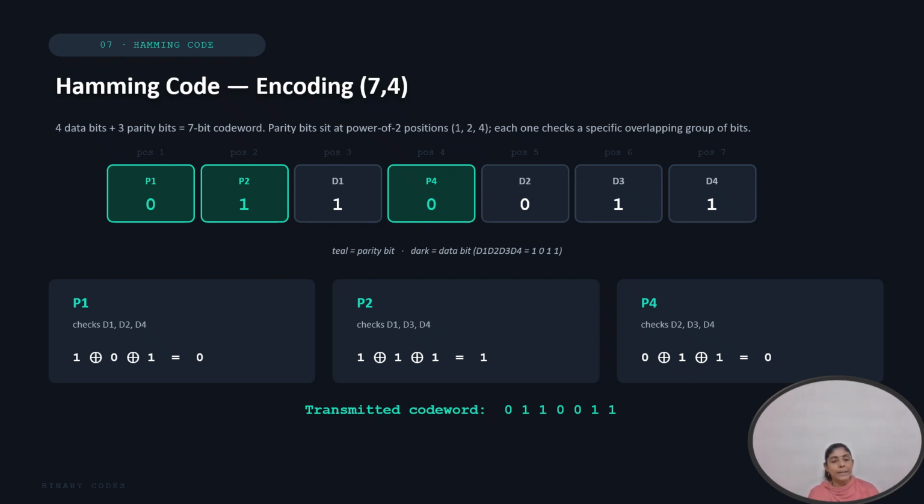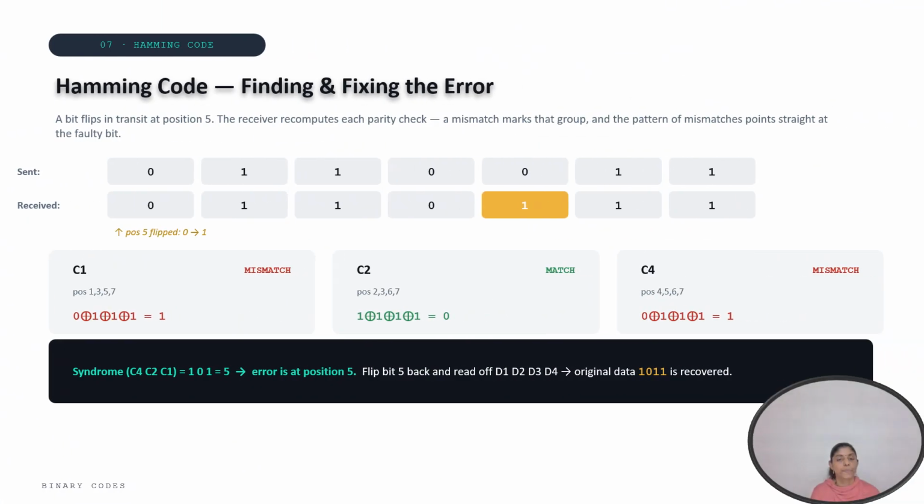Where should parity 1 be? In the first position, 0. Parity 2, second position, 1. Next is your data, 1. Again, that is your fourth position, where you have to place your parity 4. What is your parity 4? 0. The remaining are whatever values are in your data. So 0, 1, 1, 0, 0, 1, 1. This is your Hamming code encoding representation.